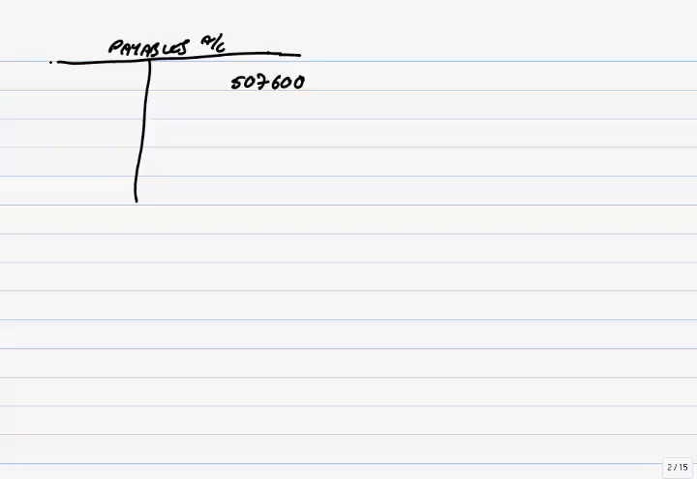And so my first entry, I'll credit the payables with the amount we owe. We owe $507,600, fine, credit payables. Credit payables with the gross amount. That's the cash we'll end up having to pay. Where are we going to debit?